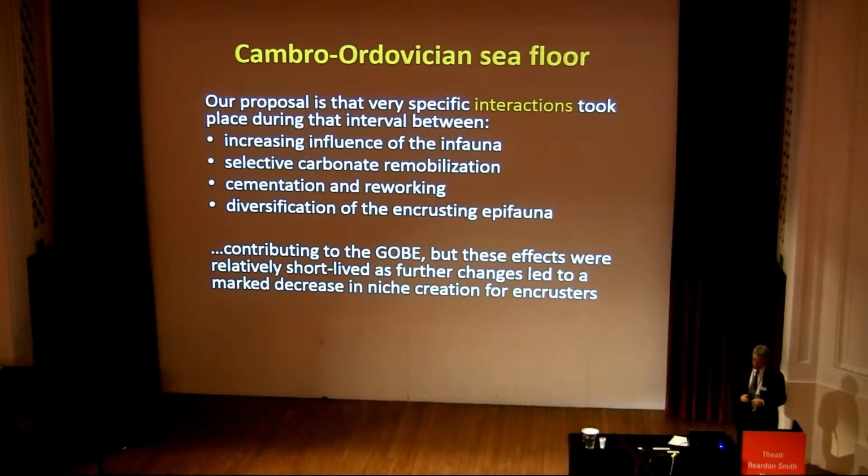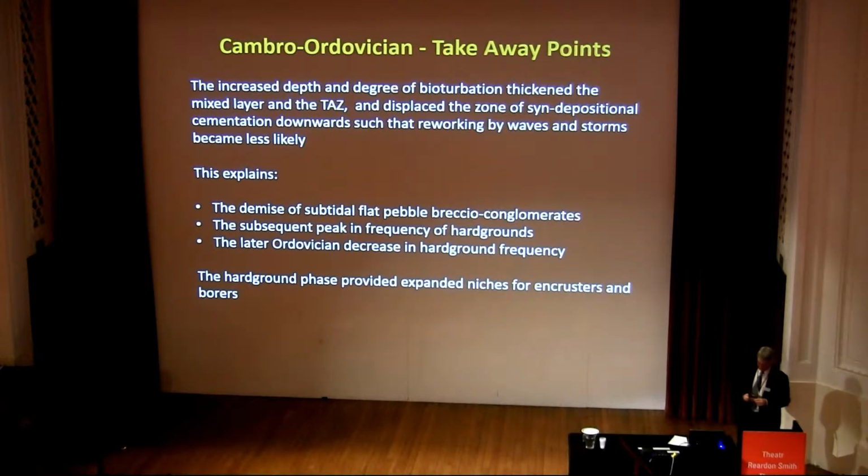So our proposal is that very specific interactions took place during this interval, Cambro-Ordovician. Increased influence of the infauna, which of course is well documented, selective carbonate remobilization, cementation and reworking, and then, as a result of that, diversification of the encrusting epifauna. So diagenesis, we will argue, contributes to the global Ordovician biodiversification event, but these effects were relatively short-lived on a geological scale. I would like to try and explain why that happened as well. So the takeaway points, if you're not interested after I've done these, you can relax and go to sleep.